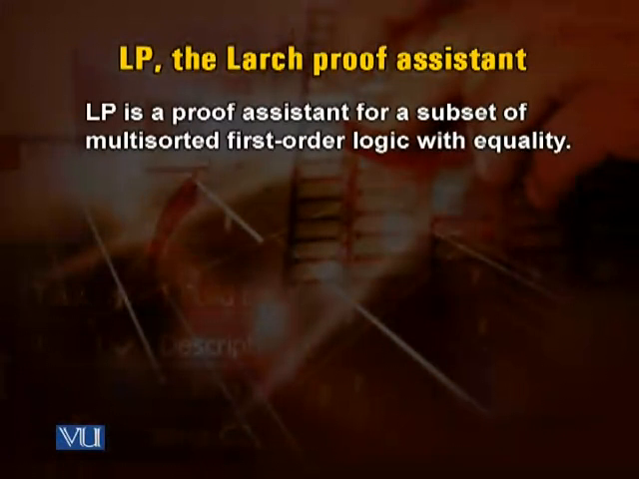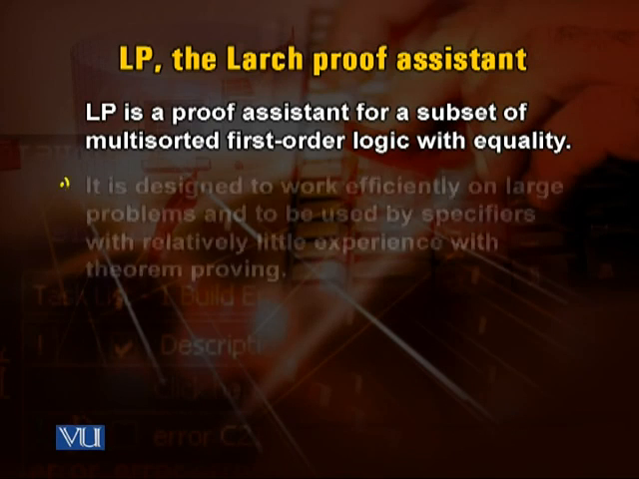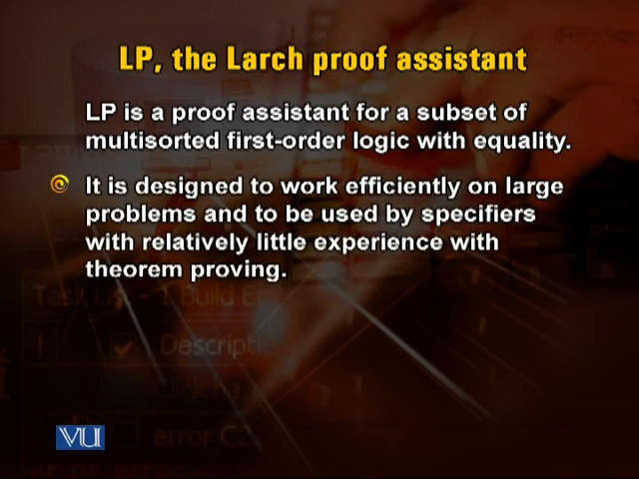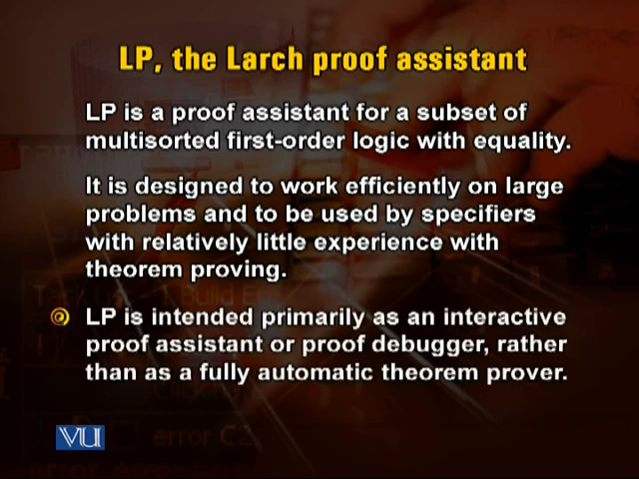LP is the large proof assistant. It is a proof assistant for a subset of multi-sorted first order logic with equality. It is designed to work efficiently on large problems and to be used by specifiers with relatively little experience with theorem proving. LP is intended primarily as an interactive proof assistant or proof debugger rather than a fully automatic theorem prover. दो तीन चीज़ें यहाँ पर नोट करने वाली हैं.